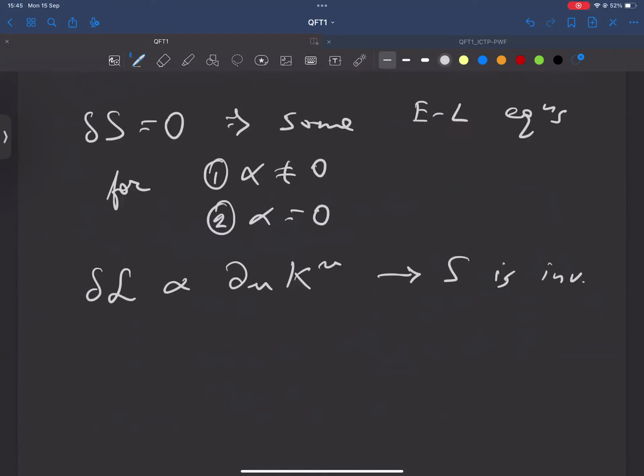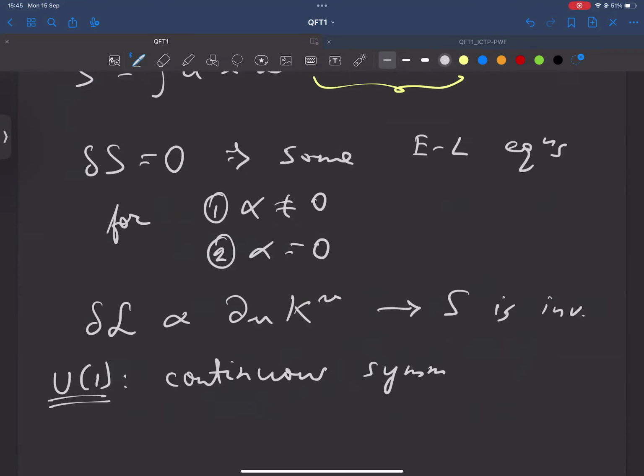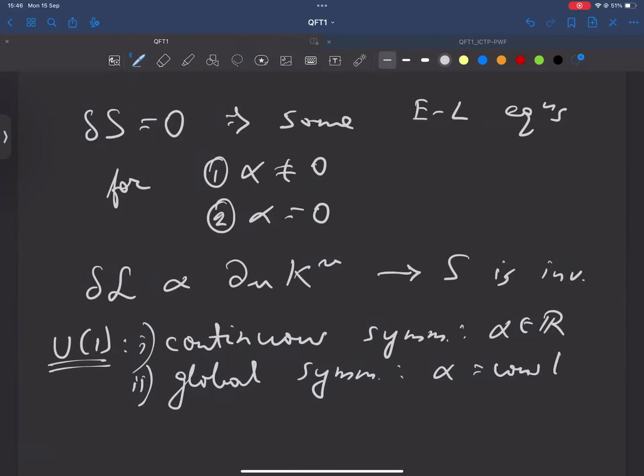Now, for this symmetry U(1), there are some important things to note. First of all, this is a continuous symmetry. By continuous symmetry, I mean this alpha belonging to the real numbers was a continuous parameter. Furthermore, the way I wrote this is a global symmetry. Okay, so global symmetry means that alpha was a constant. So it acted the same way at any space-time point. It was not dependent on space-time point.